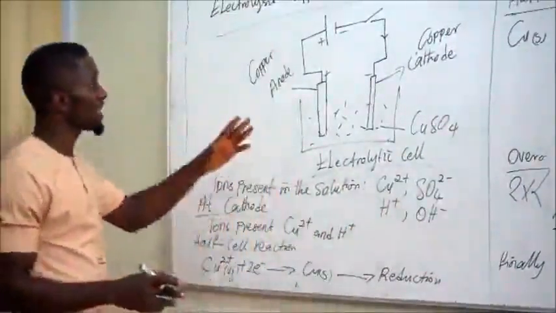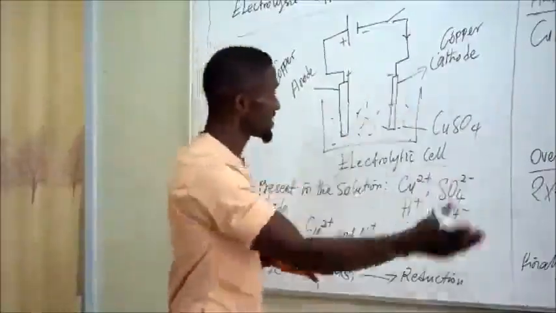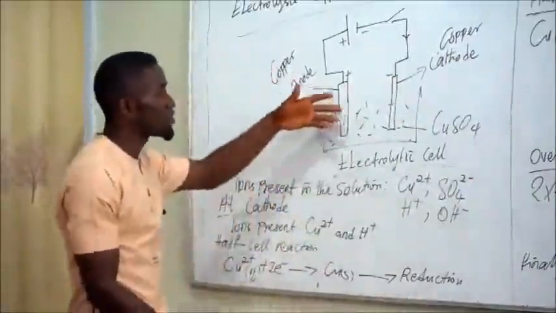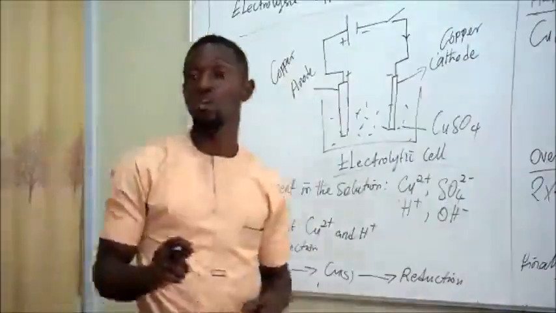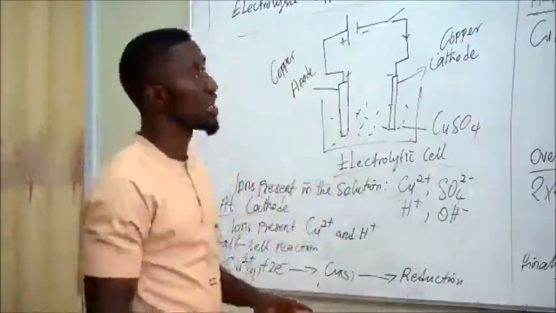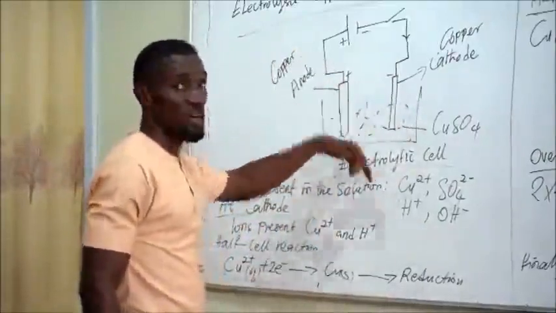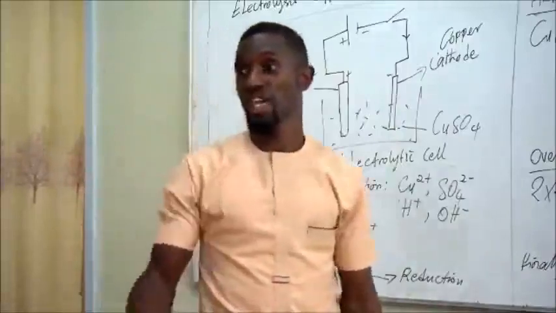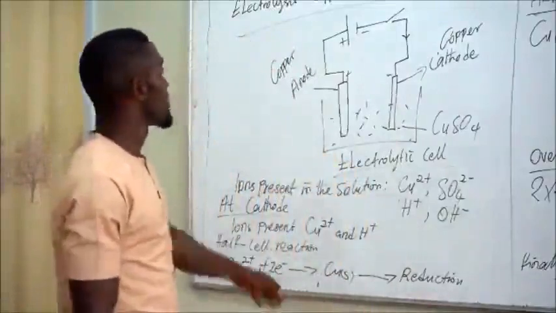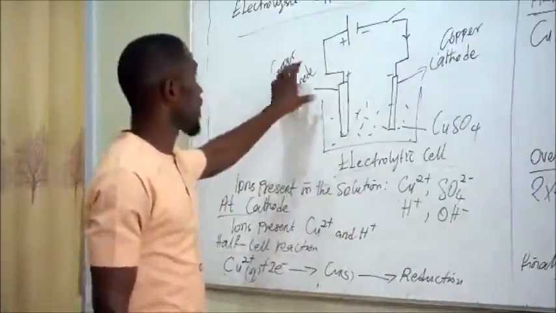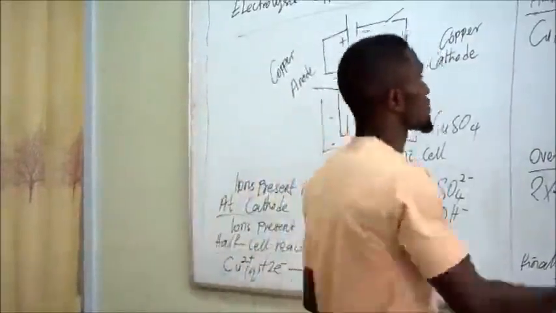But if you look at this one, as the copper that carries the color is being deposited at the cathode, the copper anode will dissolve and go into the solution. So there will be no change in the color of the solution, because equal amount of copper leaves the electrolyte, equal amount of copper goes into the electrolyte. So there will be no color change in the solution if you are dealing with copper 2 sulfate using copper anode.